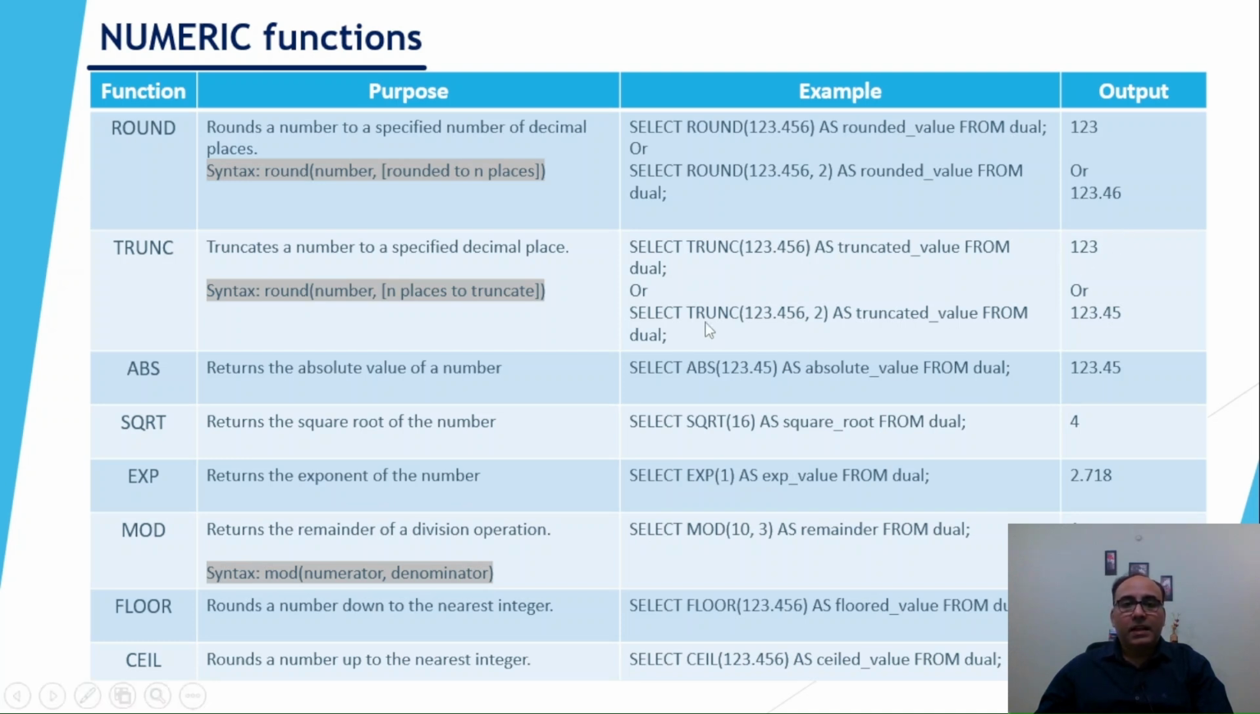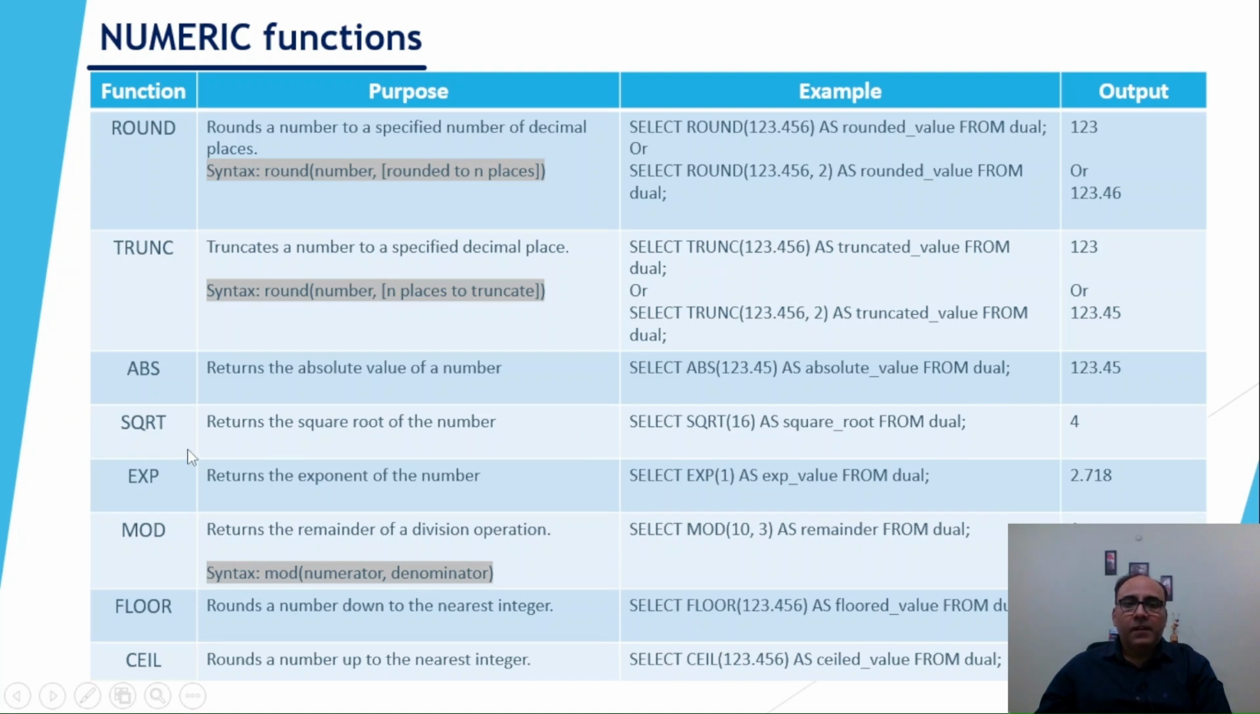Next we have TRUNC(123.456, 2). This will truncate the number after 2 decimal places, so it will return 123.45. Next we have ABS. This will return the absolute value of a number. For example, select ABS(123.45). This will return the absolute value, which is 123.45.